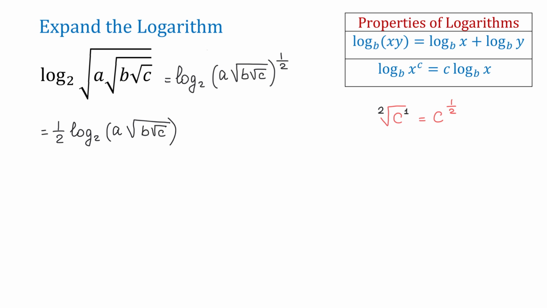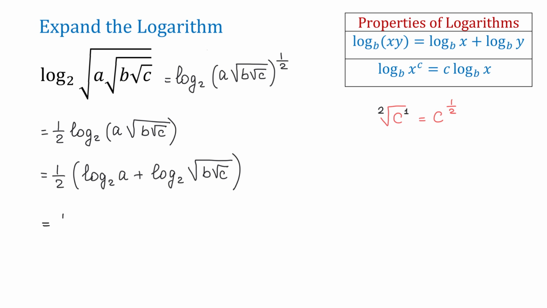Now, inside the parentheses, we have a product of a and square root of b times square root of c. Then we will use the product rule to expand this product as a sum of two logarithms. So we will have 1/2, and now we will start parentheses because we are going to have a sum, and we will write log base 2 of a plus log base 2 of square root of b times square root of c. In the next step, we will write this radical in exponential form.